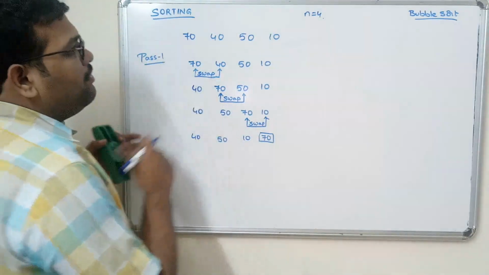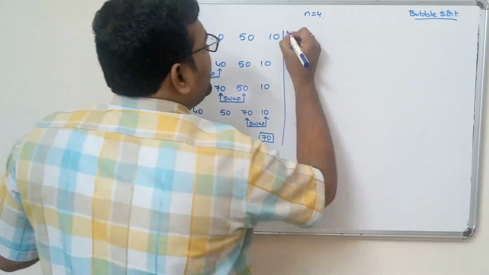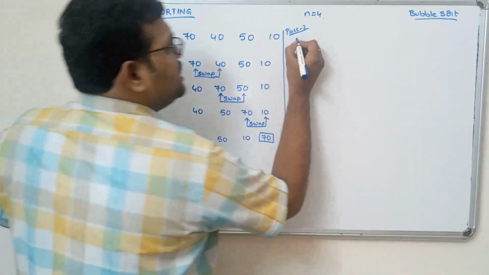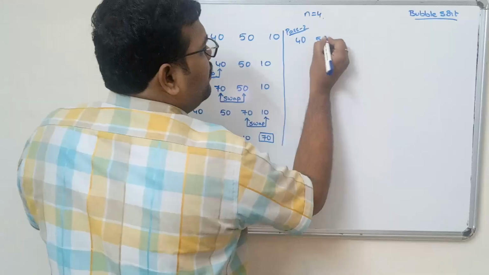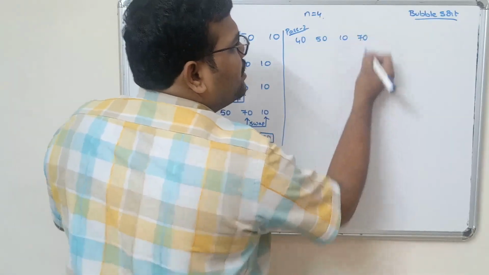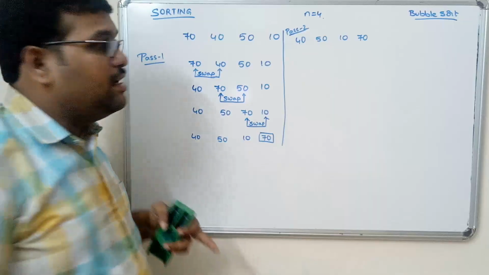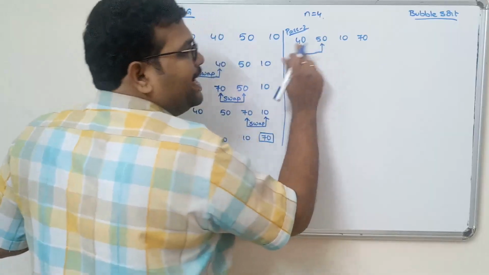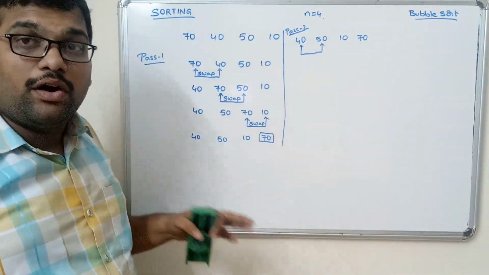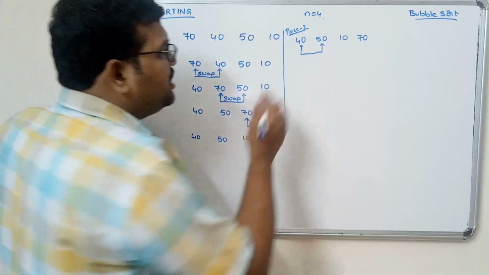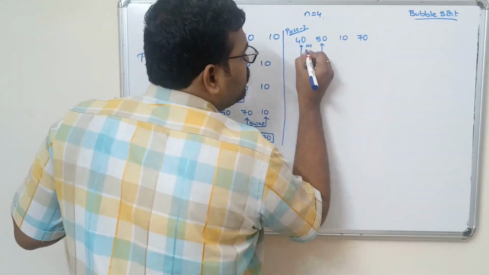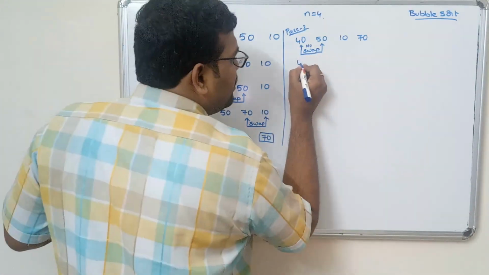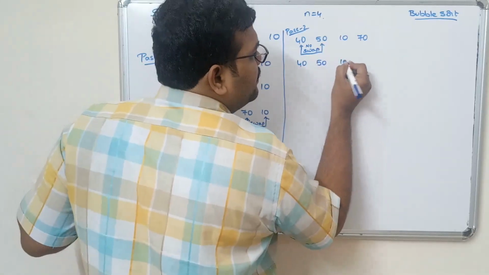Now let us have the second pass, the next iteration, pass 2. The input is 40, 50, 10 and 70. We have to repeat the same process. First we compare the first and the next element. 40 is less than 50, so 40 is not greater than 50. So no change should be done. No swap. We should not interchange those values, so the same values will be returned.